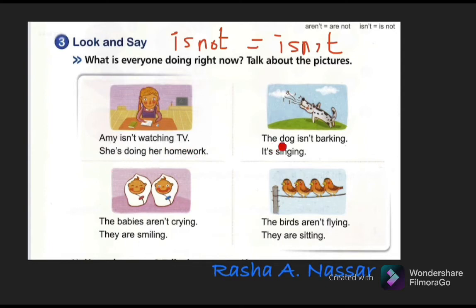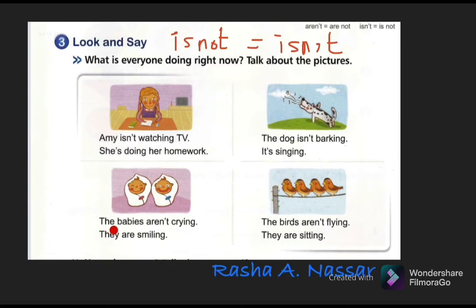Number 2, the dog isn't barking. It is singing. The dog isn't barking. It is singing. So here, isn't means is not. So when you want to put your sentence of the present continuous tense in the negative, you will use only not to negate the sentence.